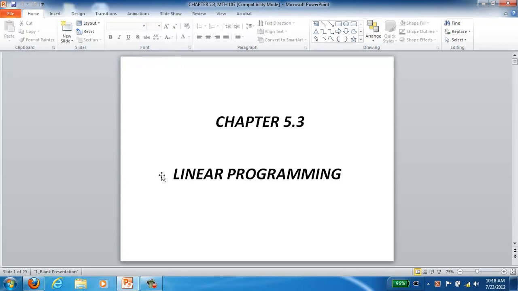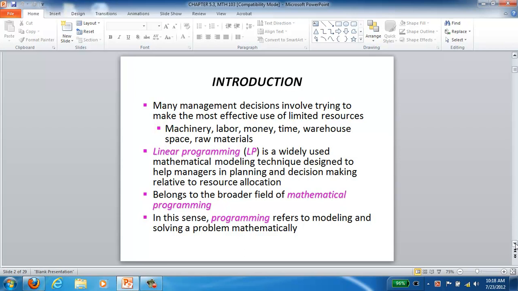Chapter 5.3, Linear Programming. Many management decisions involving trying to optimize certain things like profit, revenue, and minimizing certain things like cost and materials involve linear programming. LP, as it is widely referred to, is a mathematical technique designed to help managers in planning and making decisions.